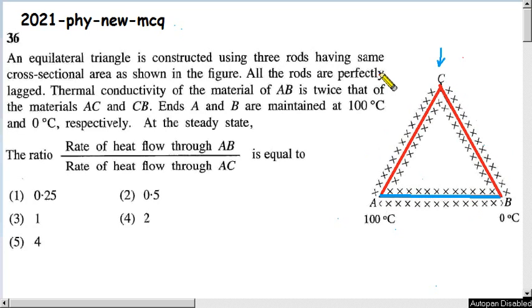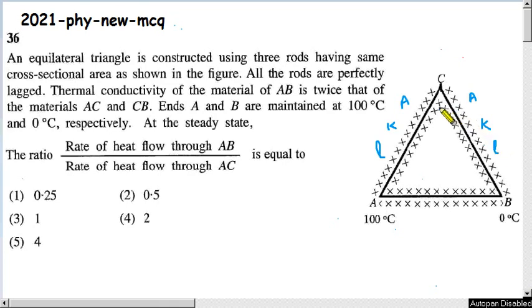So this ACB path, consider this path. The rods have the same K value, the thermal conductivity, and also the same cross-sectional area, these two, and also the same length.